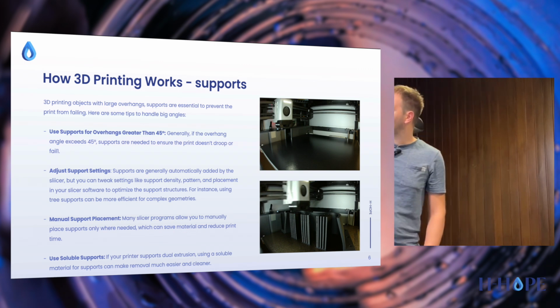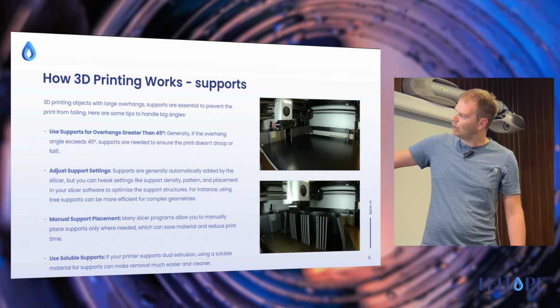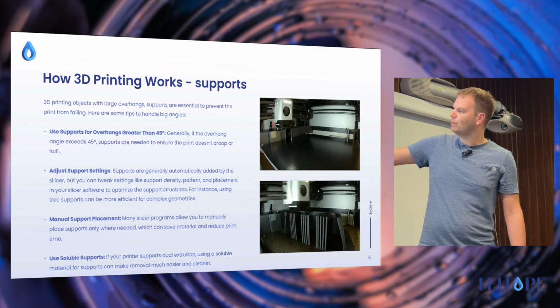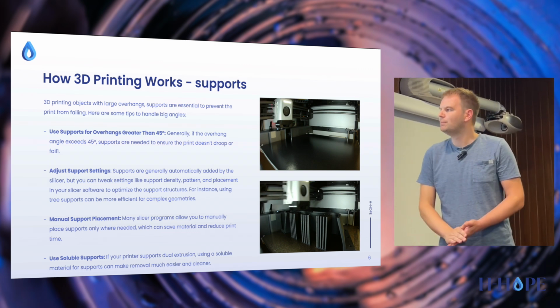So here you can see the finished 3D object. This part has an overhang which is quite low, so it can print without supports, and these parts need supports to be printed correctly.